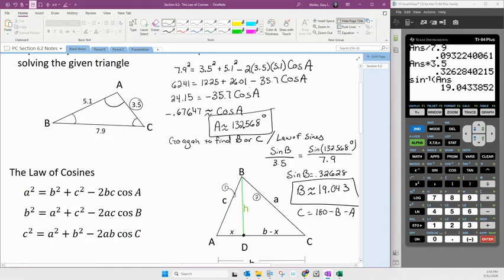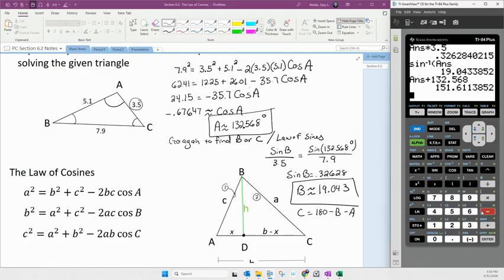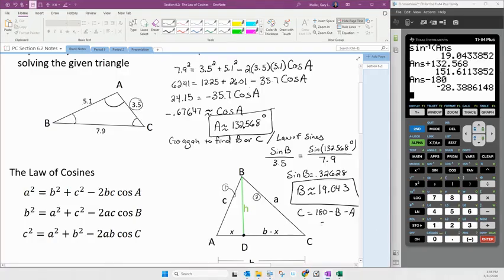So if I did that very quickly, I've got my 19. I'll add my 132.568 and then subtract 180. And again, I'm ignoring the negative because I know I did that backwards. So then C approximately equals 28.389 degrees. All right, got a little messy there at the end, but I think you can all see how this worked.